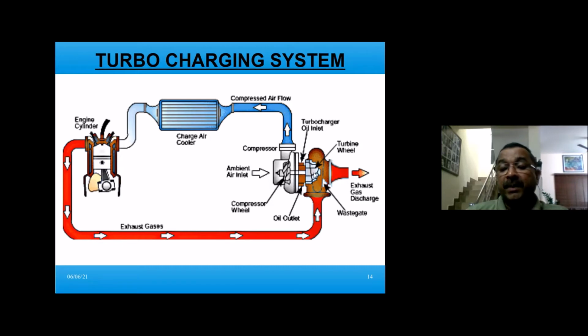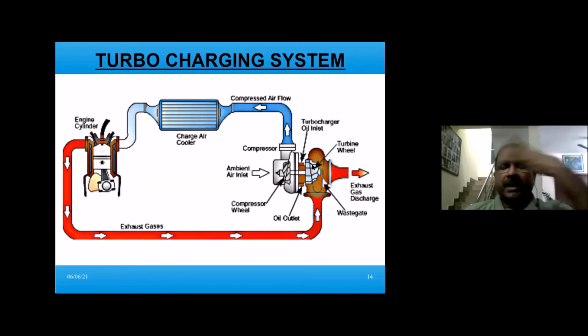and in most engines, it will meet a particular unit called a turbocharger. A turbocharger is nothing but a compressor unit.